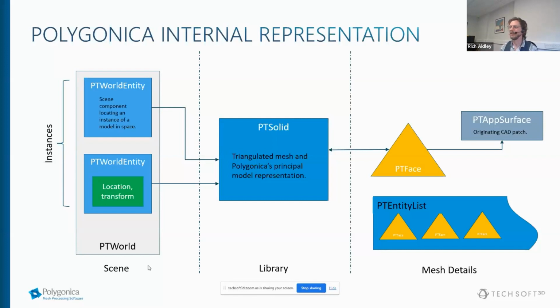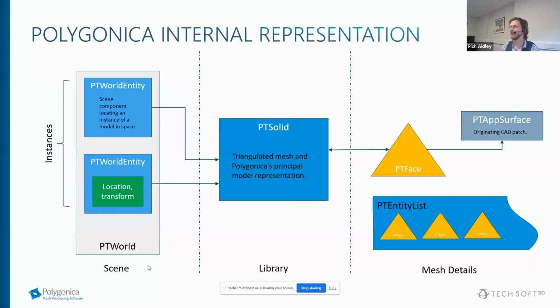And the PT solid is made up of PT faces. Faces mean different things to different people. To us, if we're talking about faces, we're talking about triangles. You know, it's a triangle engine. The triangle will have its own properties, to do with its position, its normals, and so on. It also carries this element called the PT app surface, which will connect it back to the surface in the original CAD object.